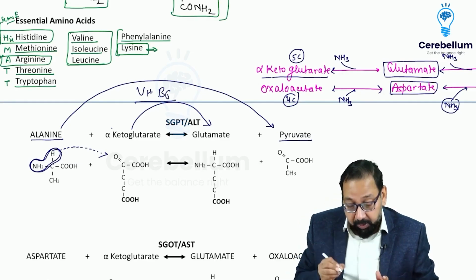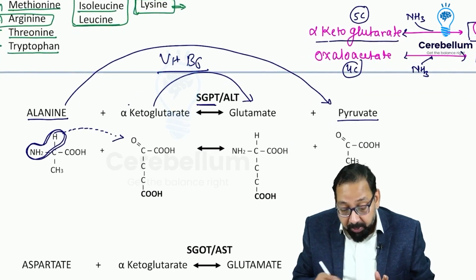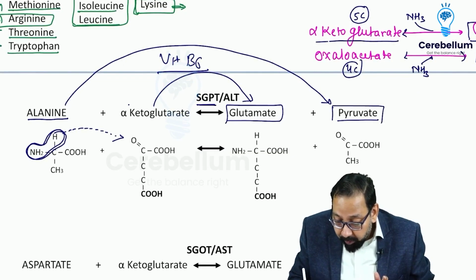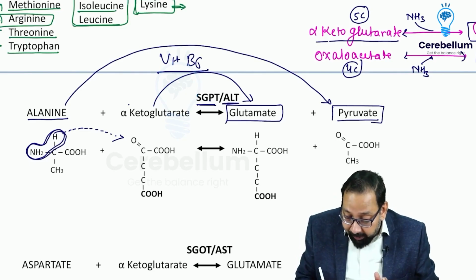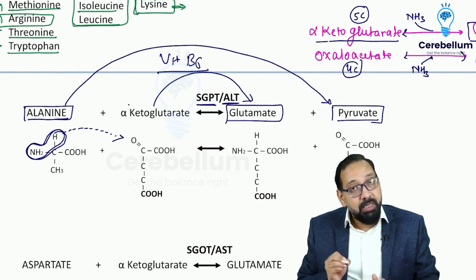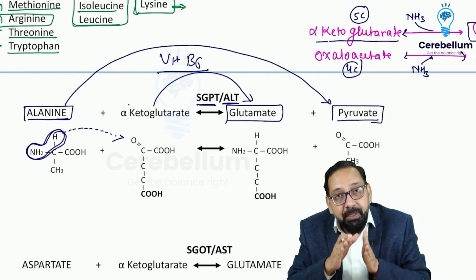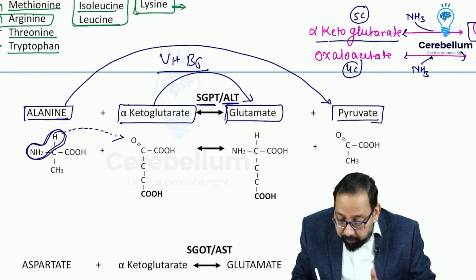The name of the enzyme is SGPT: S for serum, G for glutamate, P for pyruvate, T for transaminase. Another name is ALT: AL for alanine, T for transaminase. So in this way, alanine transfers its amino group to alpha ketoglutarate and it is converted to glutamate.